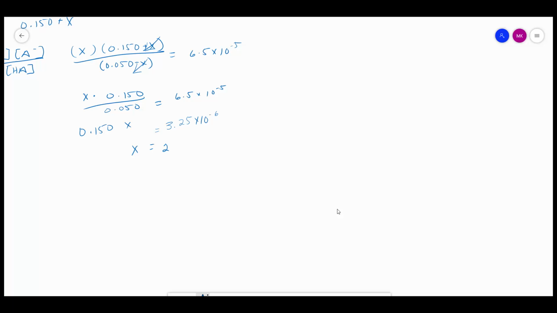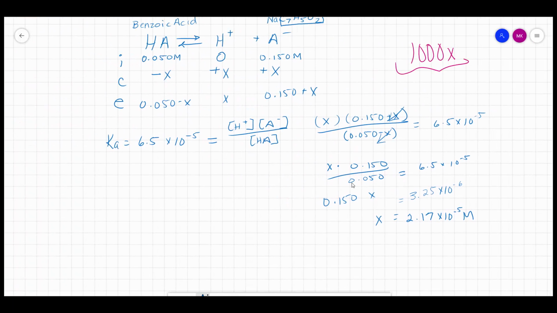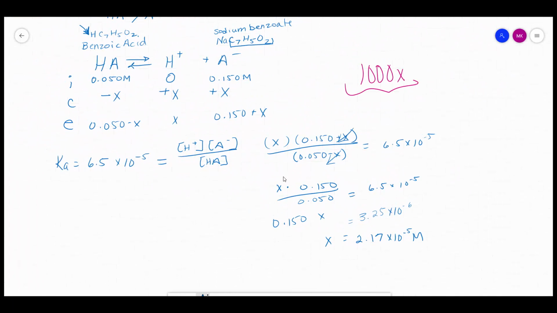And you get an x value of 2.1. It's actually 2.1 and 6 repeating. I'm going to round that up to 7, times 10 to the negative 5. Now, the unit for that is capital M molar. But what does x represent here? Well, x represents the change. It also happens to be the concentration of my hydrogen ion.